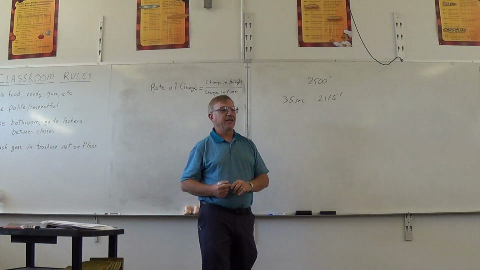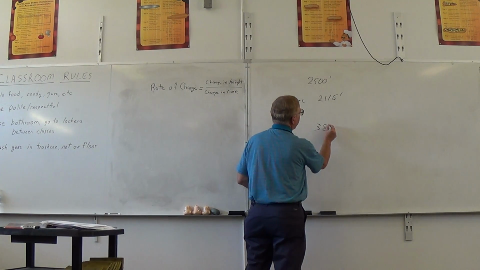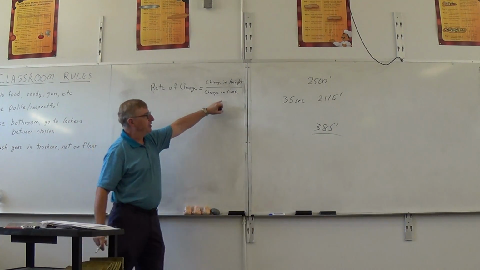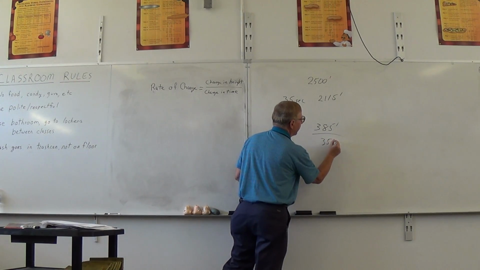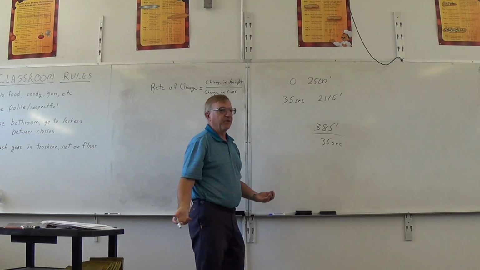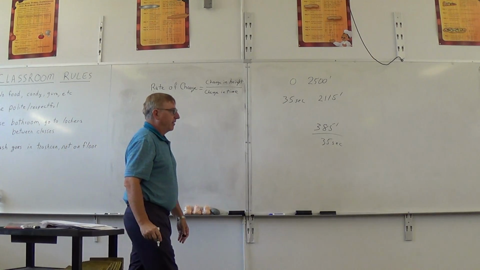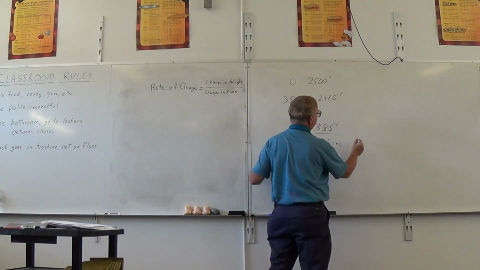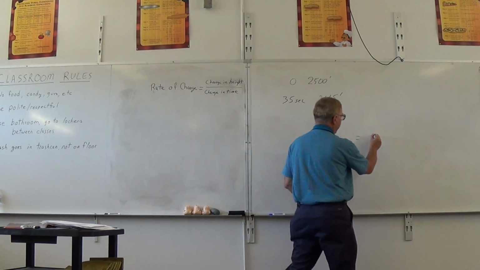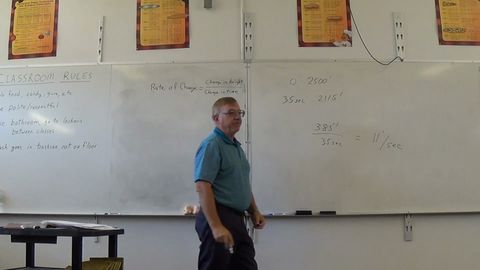So how many feet are we descending in that time period? 385. 385 feet. 30 seconds. What's our time? 35 seconds. Our change in time? 35 seconds. And we know because we started out at 0 seconds, because that's where we started counting for 35. So our rate of change, or our rate of descent, becomes 11 feet per second.